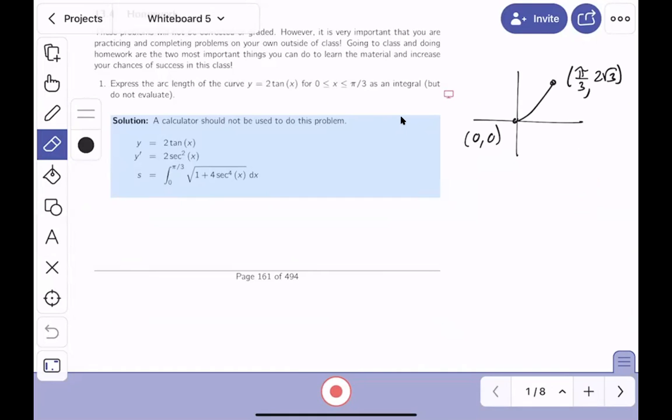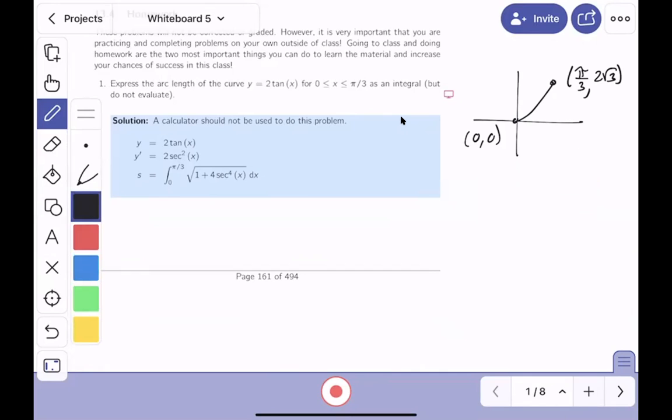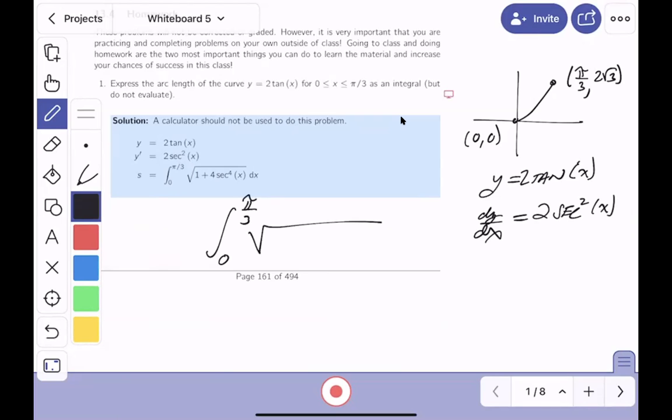Well, I'm going to write this down for you. It's going to be pretty simple to write down. We've derived the formula already. So y is going to be equal to 2 tangent, oops, I forgot the 2, of x, and dy/dx is going to be 2 secant squared x. So I think I can write the integration down. What's it going to be? Well, we're going to move along the x's. That's going to be from 0 to pi/3, the integral of the square root of 1 plus its derivative squared. Well, the derivative squared is going to be 4 secant to the 4th power x, dx.